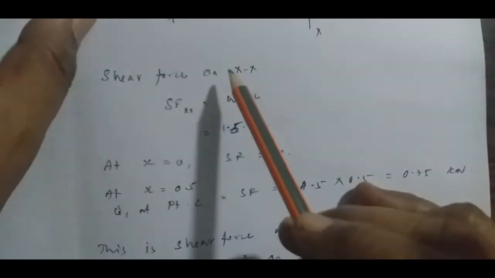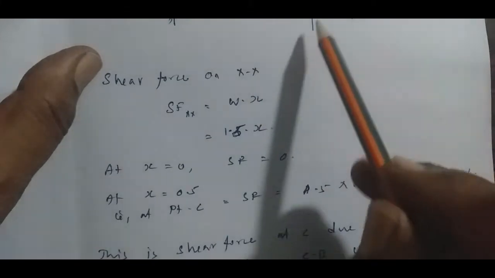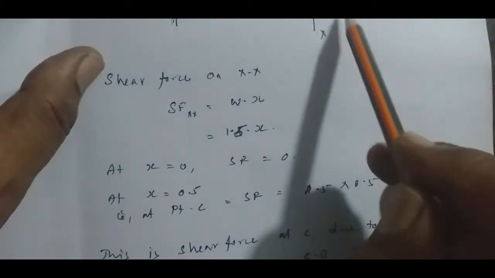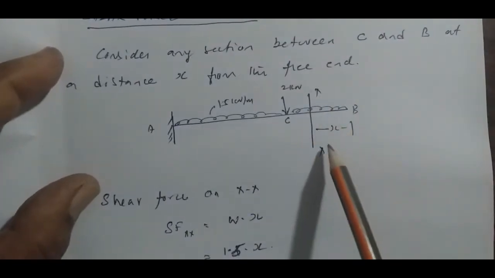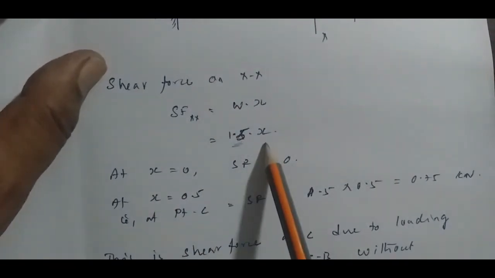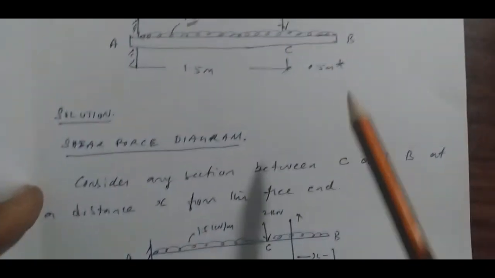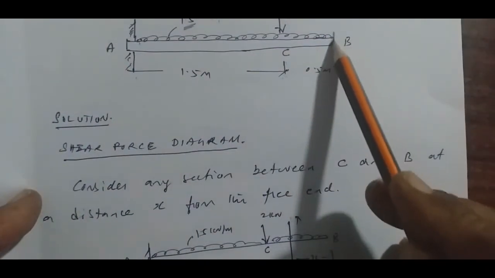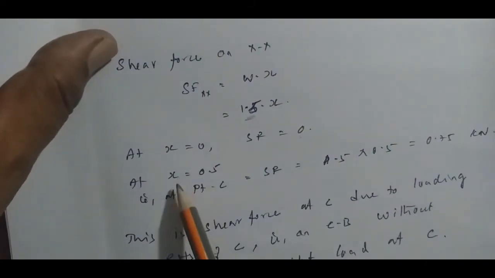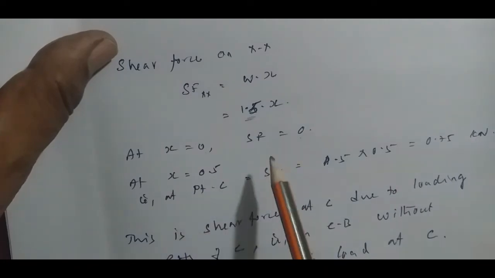Now the shear force on XX will be Wx. Consider only this part, it is Wx. The value of W is 1.5, and for x we will substitute different values. If you want the value at B, then x is equal to 0. So at x is equal to 0, the shear force is 0. So at B, the shear force value is 0.